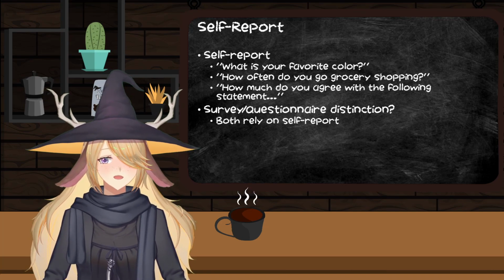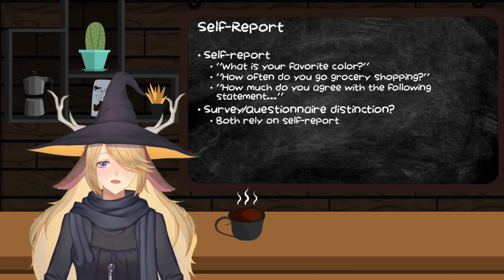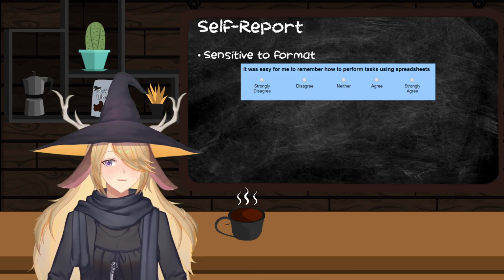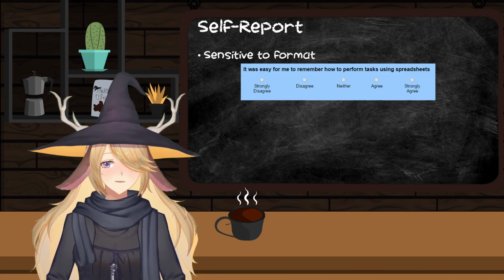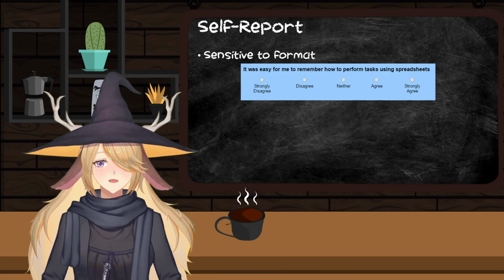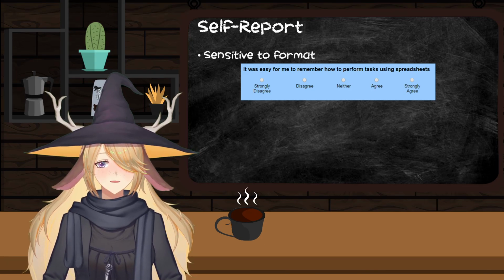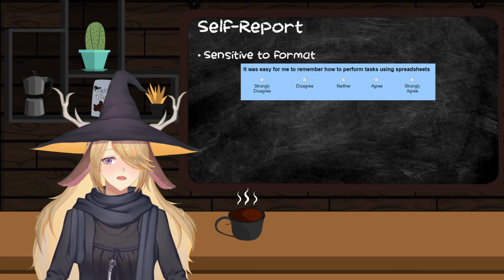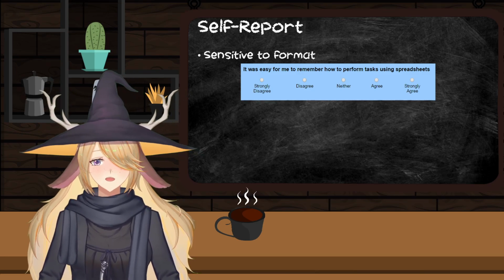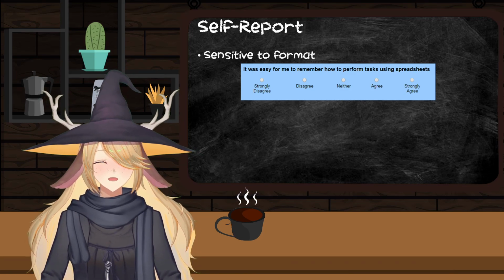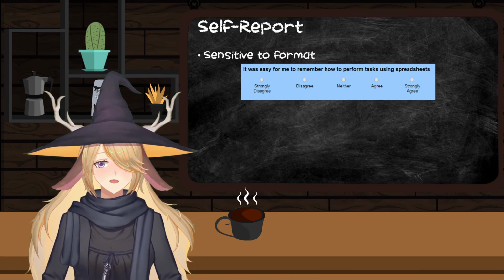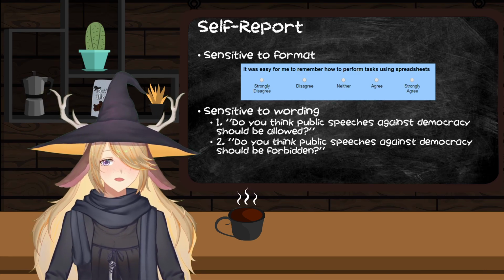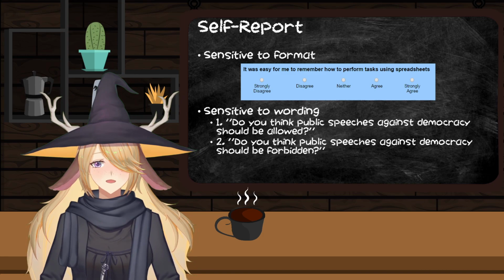Even though we use a lot of surveys and questionnaires in psychological research, there are some hazards to self-report. For example, it is very sensitive to format. If I ask someone a question like, it was easy for me to remember how to perform tasks using a spreadsheet, depending on my response options or how I word the question, I might get very different data, even though the underlying construct I'm trying to measure doesn't actually change all that much.